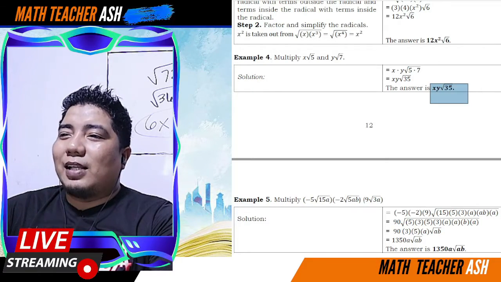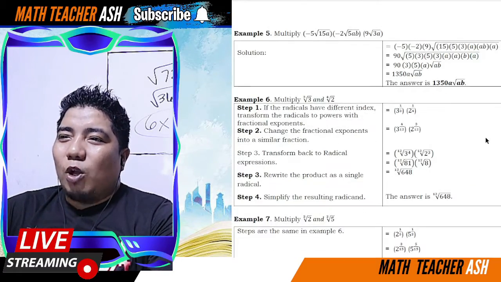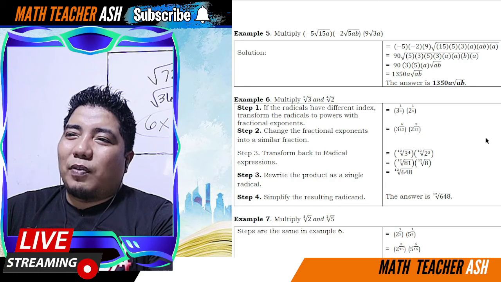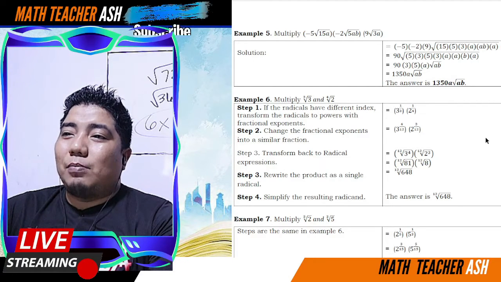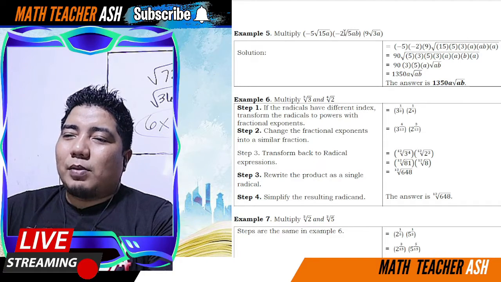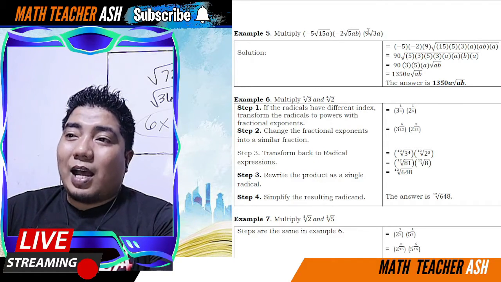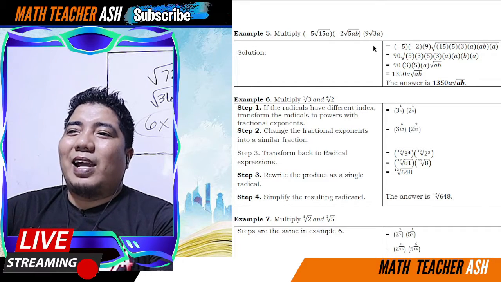So, your final answer is xy square root of 35. Okay, next, we have negative 5 square root of 15a times negative 2 square root of 5ab times 9 square root of 3a. So, of course, for those outside the radicals, negative 5 times negative 2 is negative 10, times 9. Negative 10 times 9 is positive 90. So, that is it. Alright.